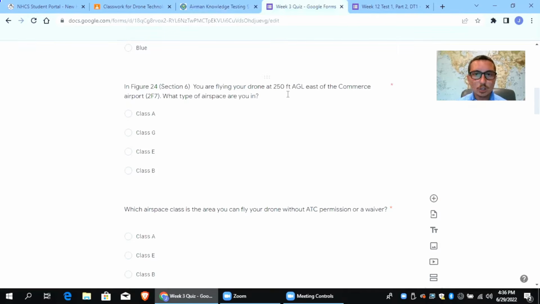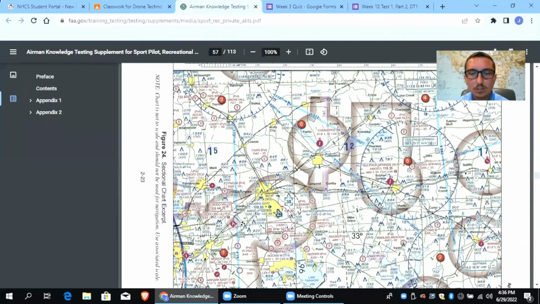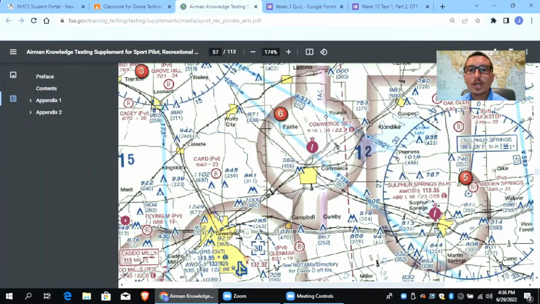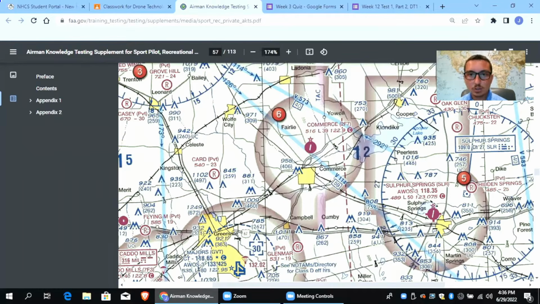You were flying your drone 250 feet AGL east of the Commerce Airport. What type of airspace are you in? So let's find that, 2F7, 2 Foxtrot 7. And this looks like it right here. Okay, great question. This is a great question. So what airspace is this?